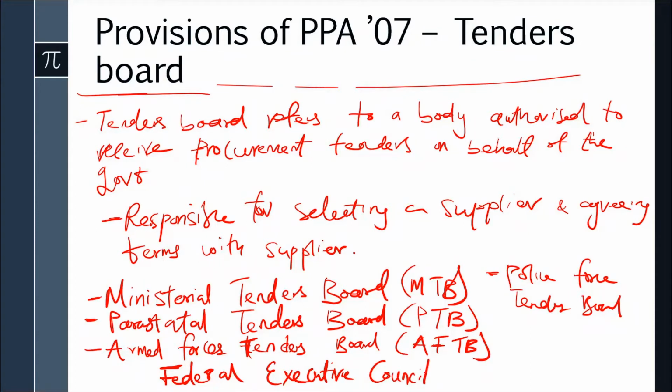Again, like I've said, this is like the board of executive directors for the federal government. There are some contracts that cannot be seen by any other board but by the FEC. FEC is currently the top tenders board. This function may in the near future be relinquished to the NCPP, as would be suggested by the Public Procurement Act, but for now it's still being heard by the Federal Executive Council. So these are tenders boards.